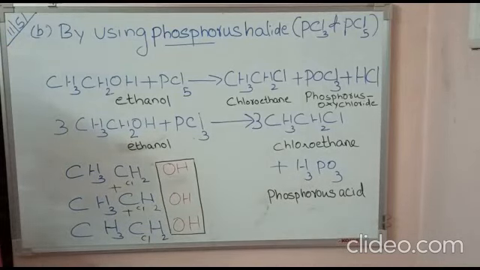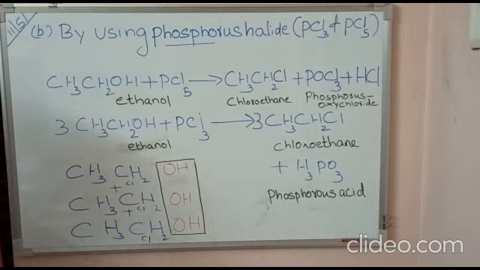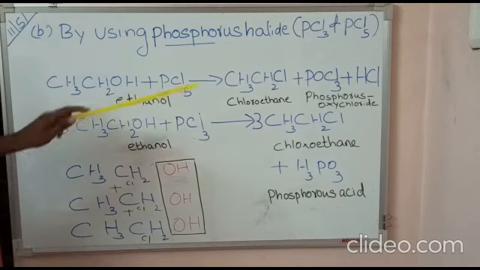Second one, by using phosphorus halide, PCl3 and PCl5. PCl3 is phosphorus trichloride and PCl5 is phosphorus pentachloride. Alcohols on treating with these phosphorus halides like PCl3 or PCl5, the OH group of the alcohols will be replaced by a chlorine atom and form the corresponding chloroalkane.